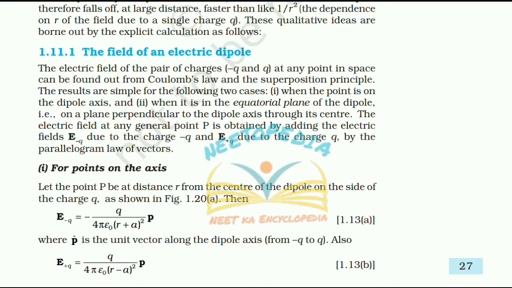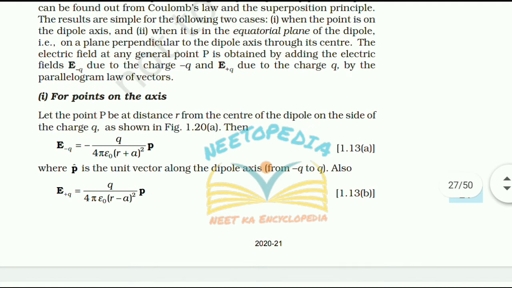The electric field at any general point P is obtained by adding the electric fields E minus q due to charge minus q and E plus q due to charge plus q by the parallelogram law of vectors. Number 1, for points on the axis. Let point P be at distance r from the center of the dipole on the side of the charge q, as shown in the figure.